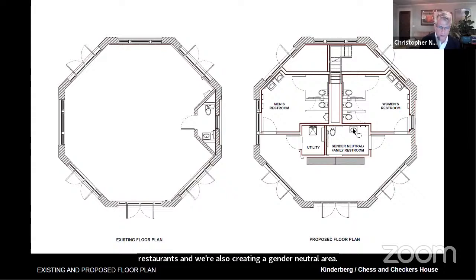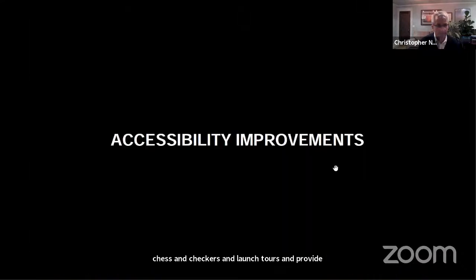There's a bit of utility space, and on the east side of the building, coming up from the stairs, there will still be some space, access to the public restrooms, and space for us to do our programming. It'll be staffed to hand out the board games, chess and checkers, and launch tours and provide park information. And then lastly, the key piece of this is making it all accessible.